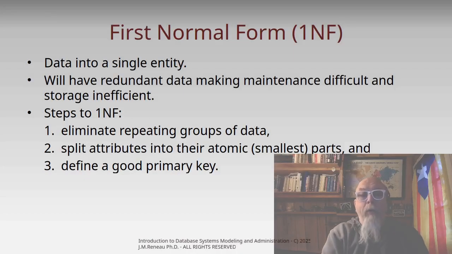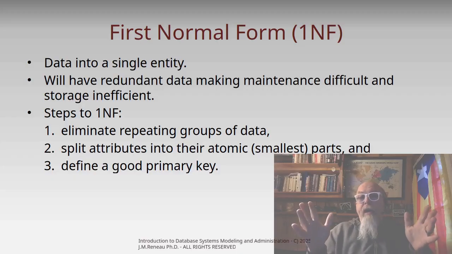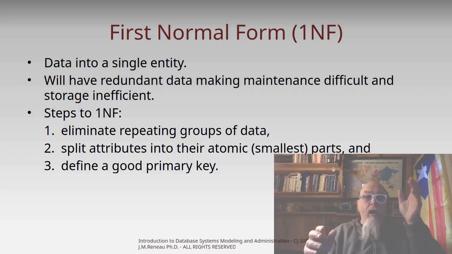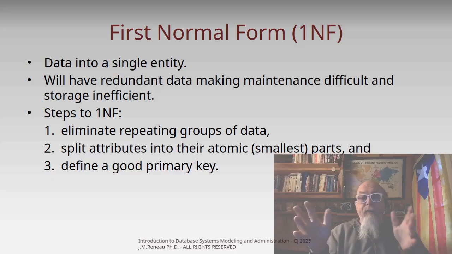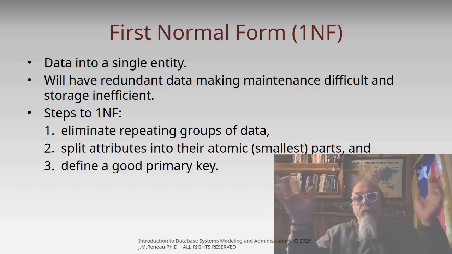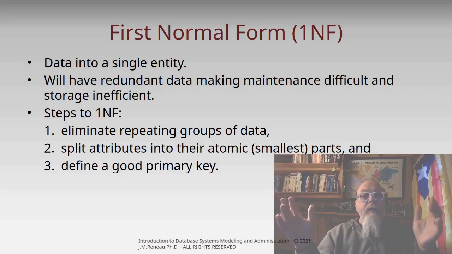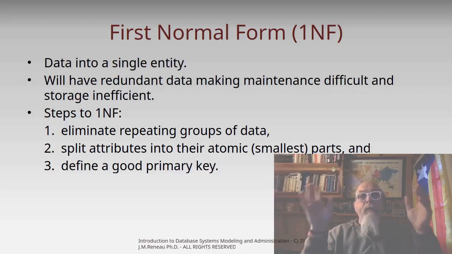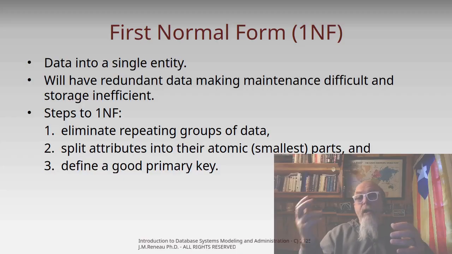So, first normal form. Imagine we have a spreadsheet of data with all kinds of columns in it. What we're going to try in first normal form is to create a single entity that describes that row of mixed up data. For instance, maybe that row contains customer number, customer name, order number, date, item on the order, another item on the order, and it's all in one giant row.